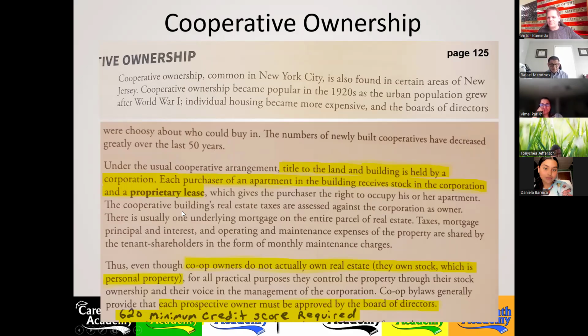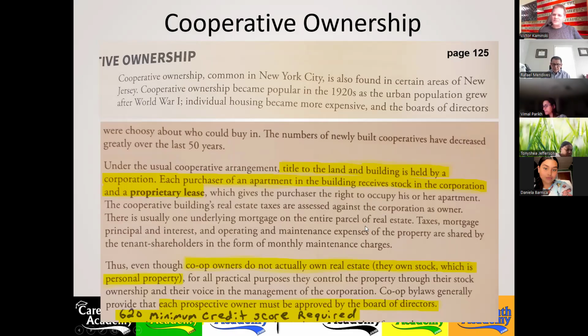Looks the same, right? Which one do you think is cheaper, owning a condominium or a cooperative? I believe it's the same. Co-op is always cheaper because you don't own the real estate. Hmm. So the taxes have been paid by the co-op. Okay, now that's a little different story.